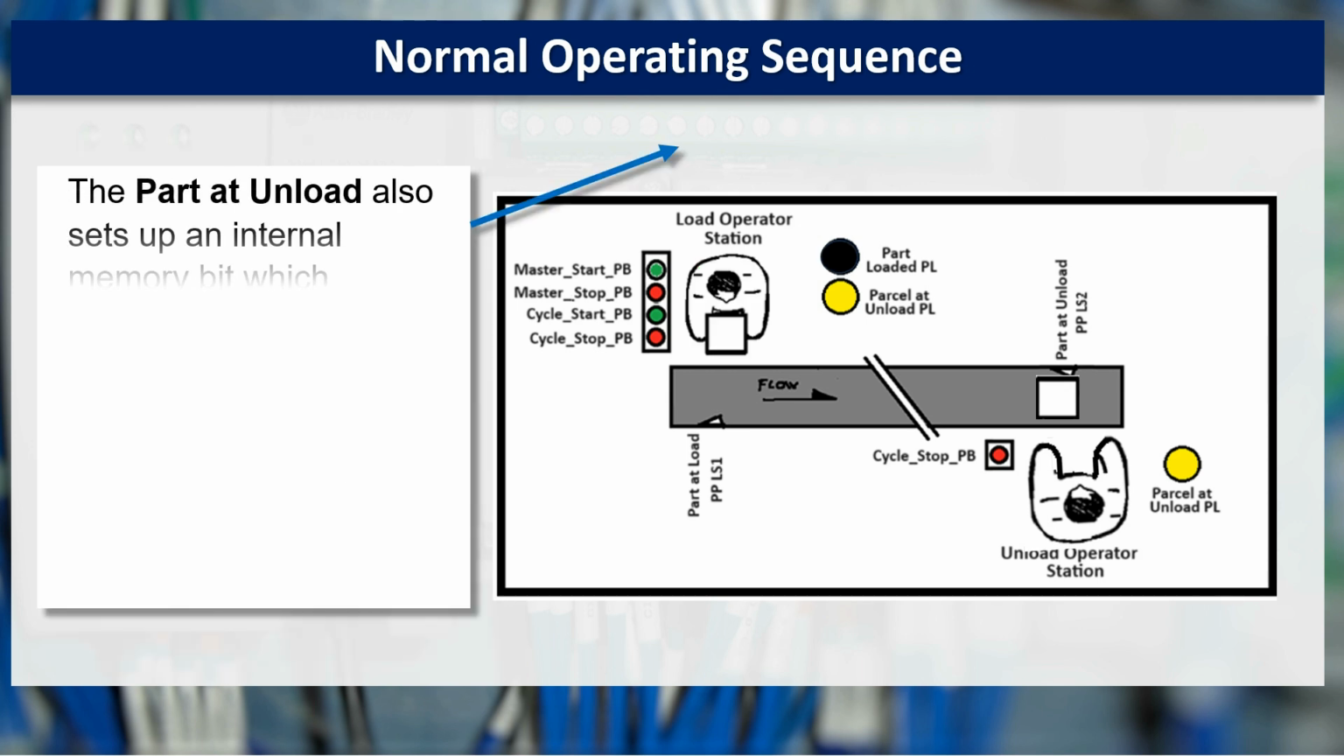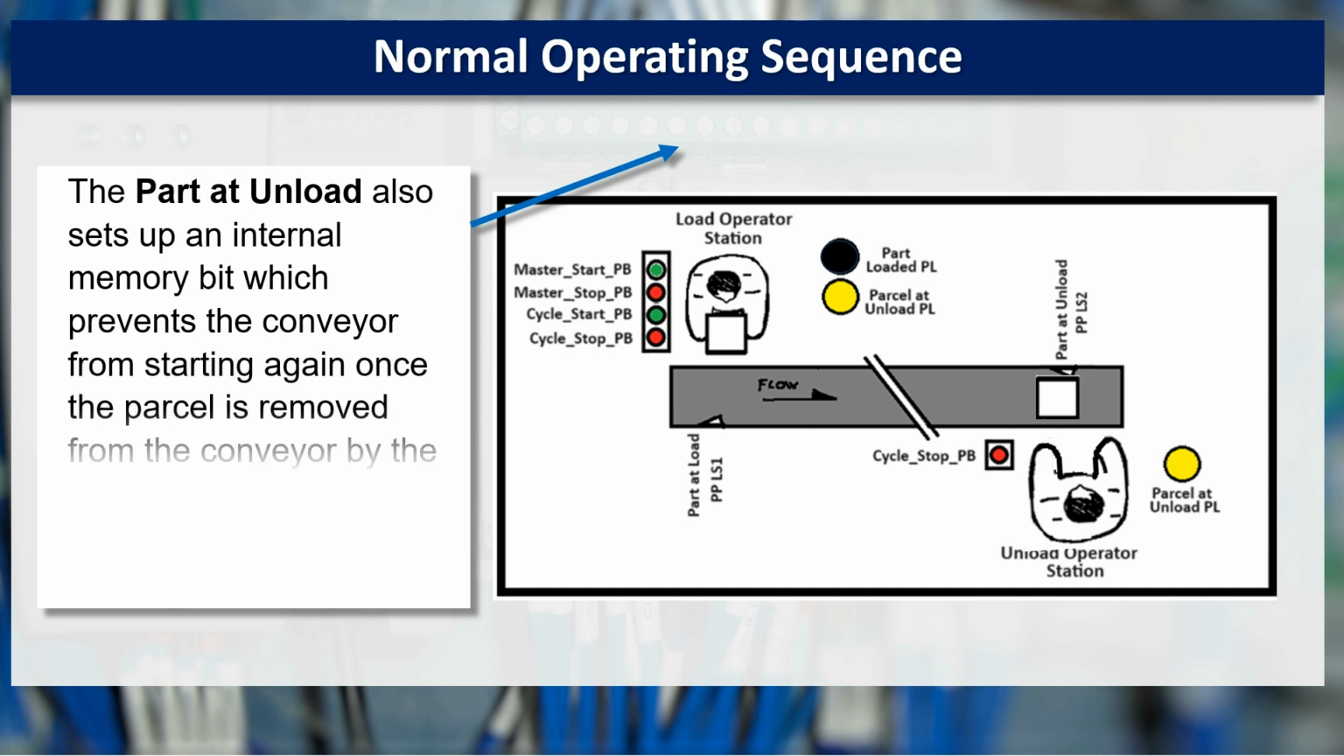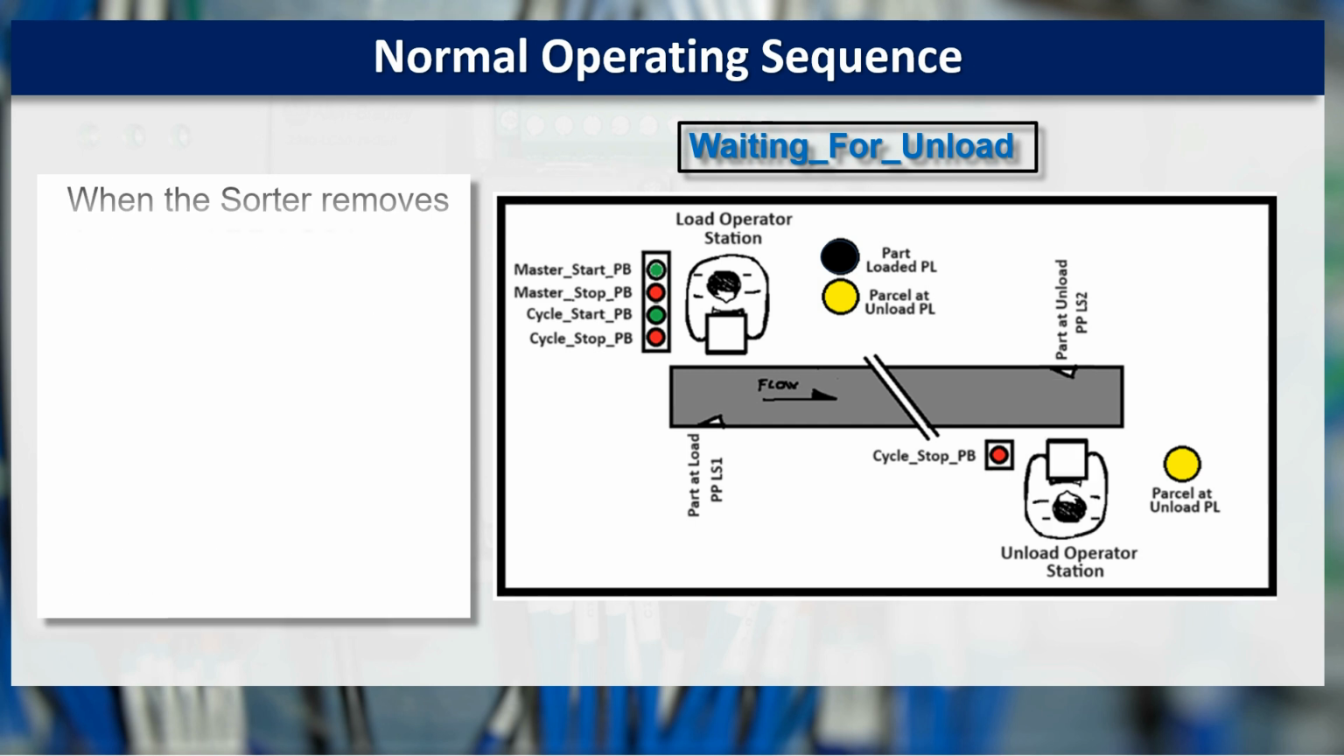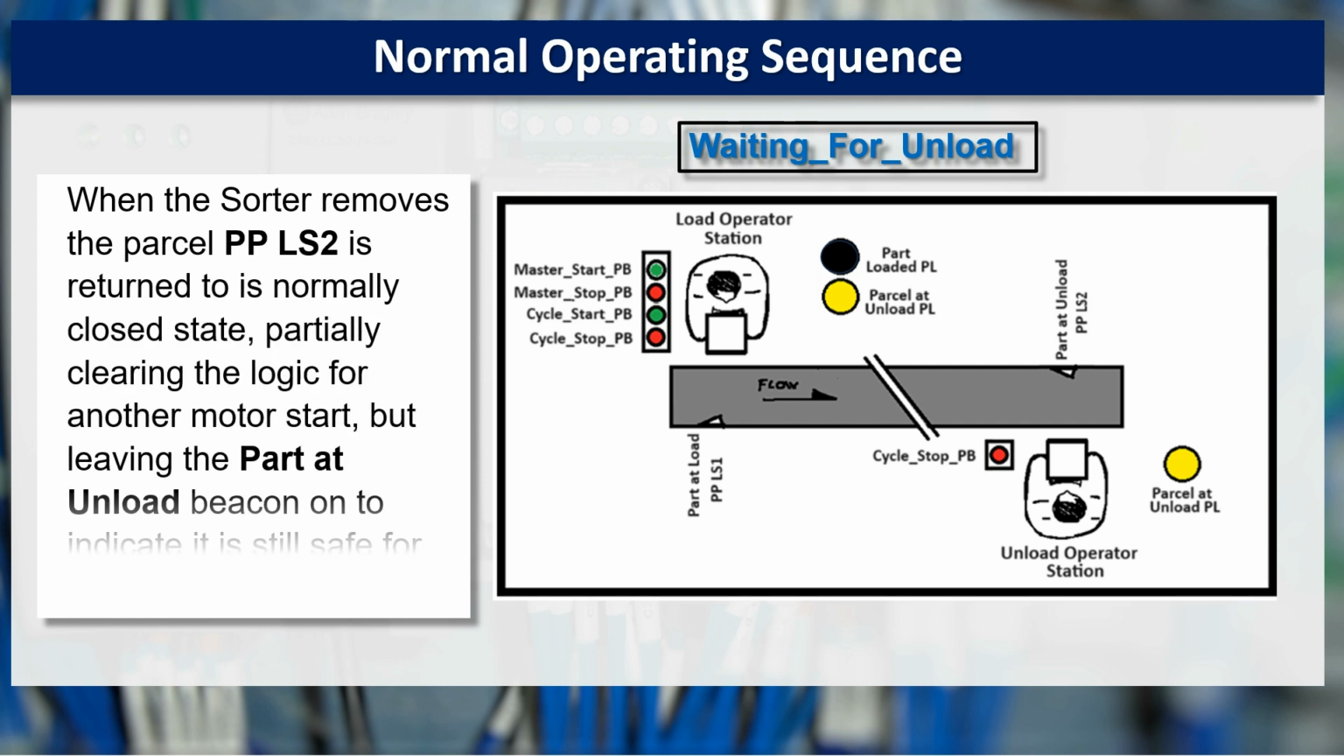The part at unload also sets up an internal memory bit which prevents the conveyor from starting again once the parcel is removed from the conveyor by the sorter. This prevents the loader from injury while loading the next part. When the sorter removes the parcel, PPLS2 is returned to its normally closed state, partially clearing the logic for another motor start, but leaving the part at unload beacon on to indicate it is still safe for the loader to load.